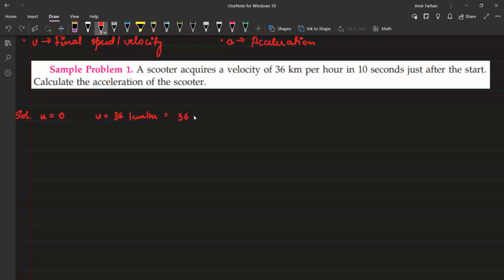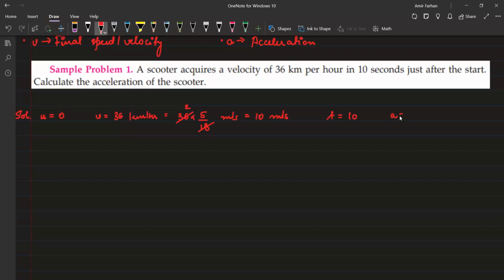So that is 36. How many of you know how to convert kilometer per hour into meter per second? There is a number, 5/18. Okay, everybody knows it, that's a very good thing. So 36 times 5 by 18, and this cancels twice, so 10 meter per second is the value that comes out. Meter per second. Time is already given to you, 10.